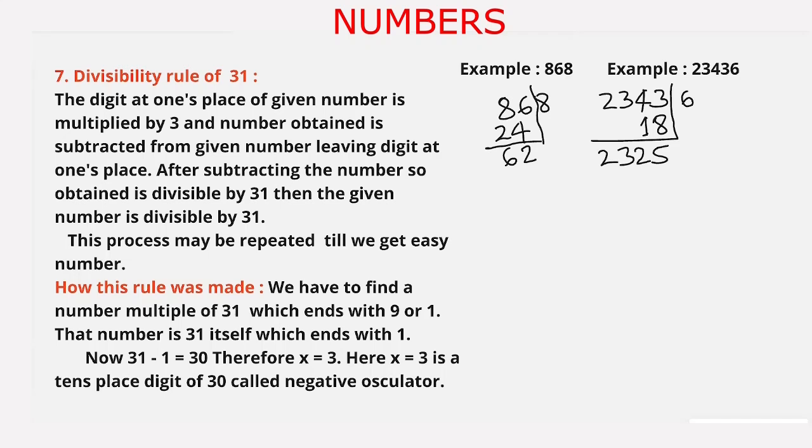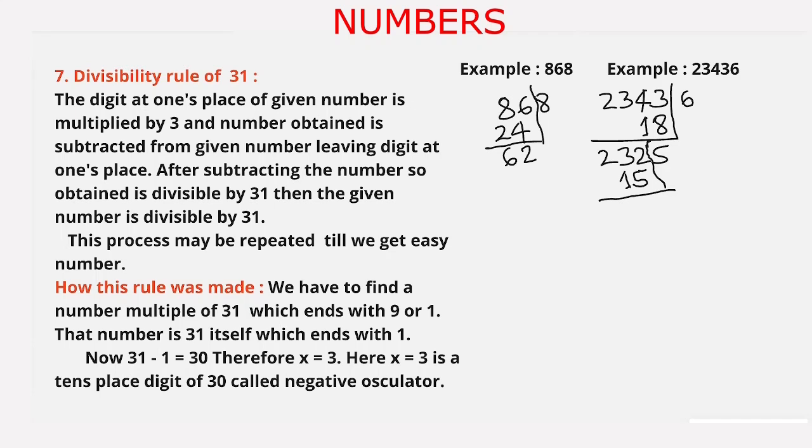The ones place digit of this number is 5, so we multiply 3 to 5, and 5 times 3 is 15, and after leaving 5, we subtract 15 from the remaining part of the number, and that part is 232. We have to subtract 15 from 232.